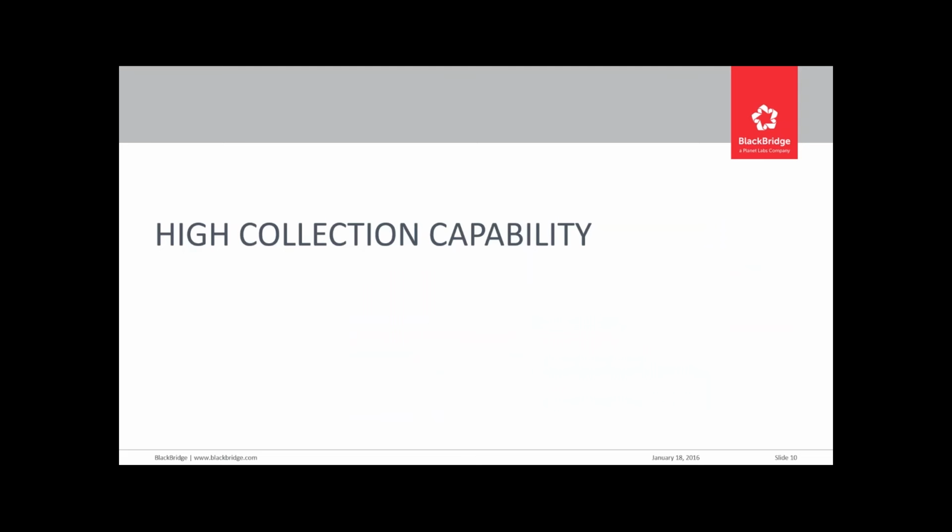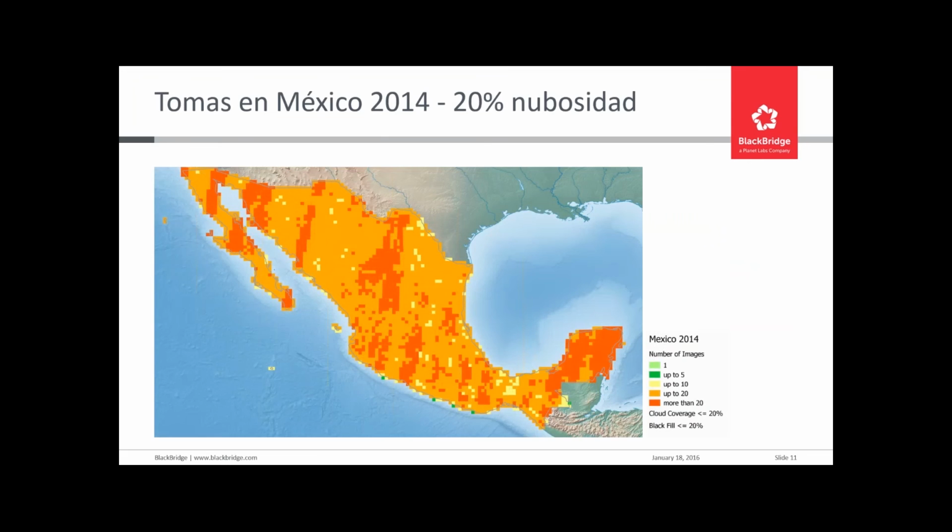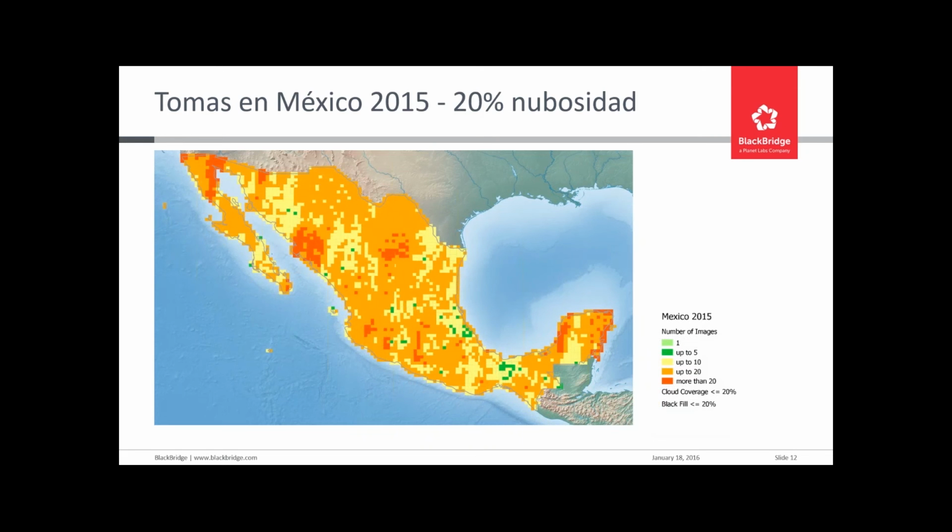a high collection capability. This map shows how many images we have been able to collect with less than 20% cover in 2014 in Mexico. So as you can see, we have a complete coverage of the country. But we collect and keep collecting all over Mexico. And also we have images collected in 2015, almost at the same frequency. So as you can see, we do not only have one version of the country, but we have collected several images of the complete country.